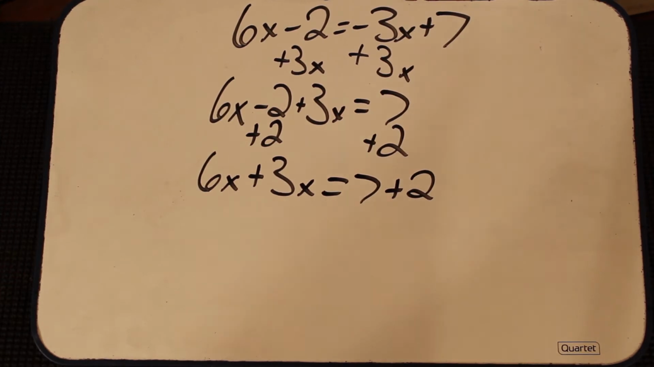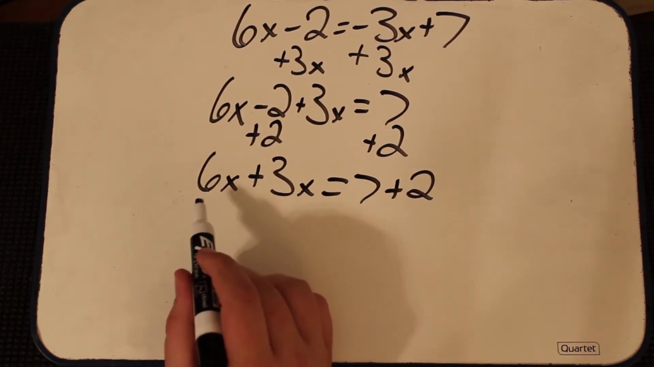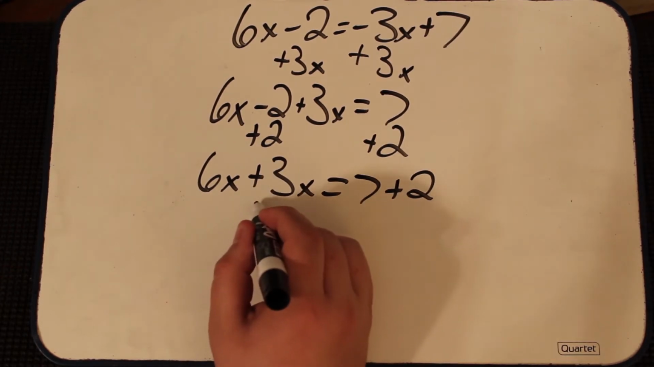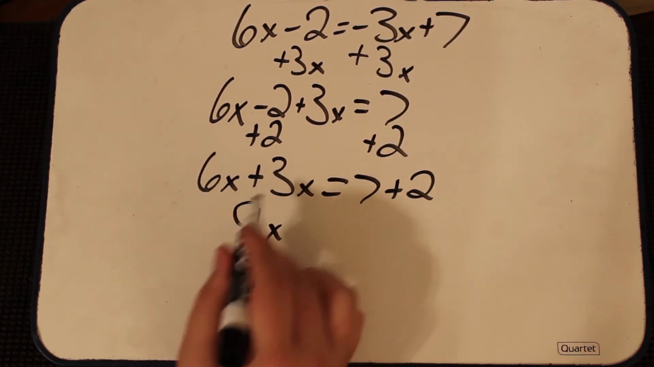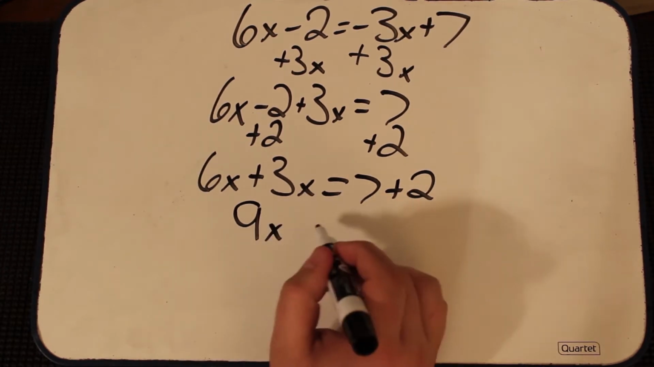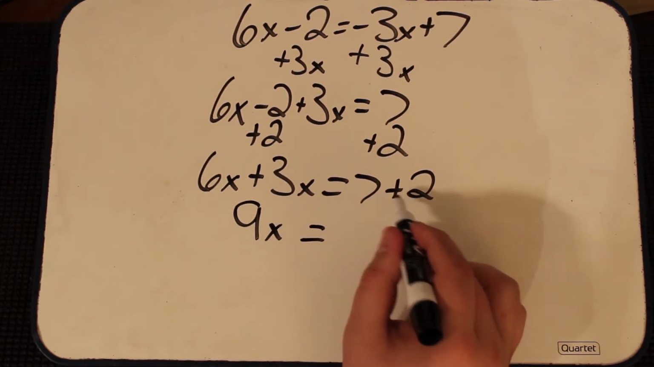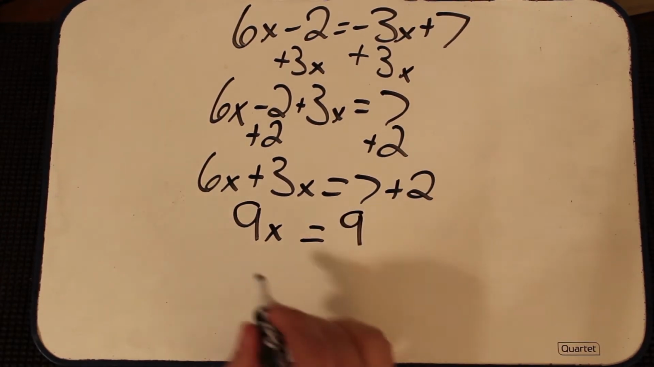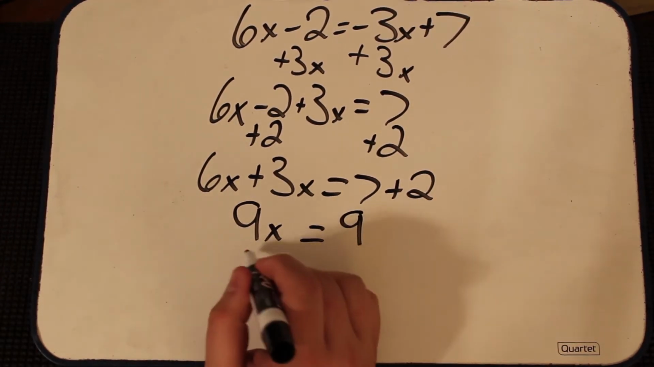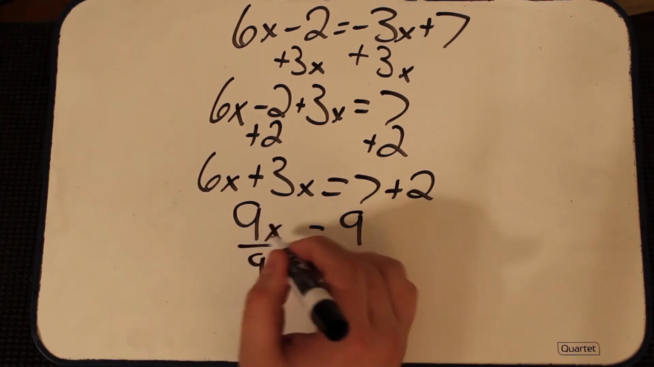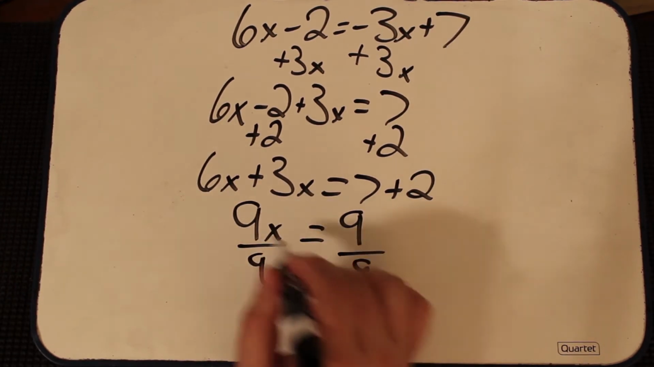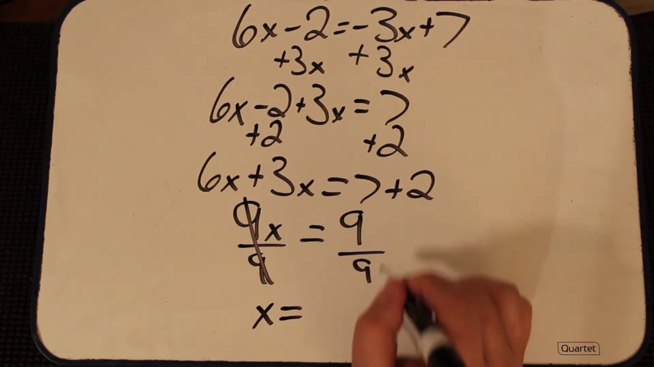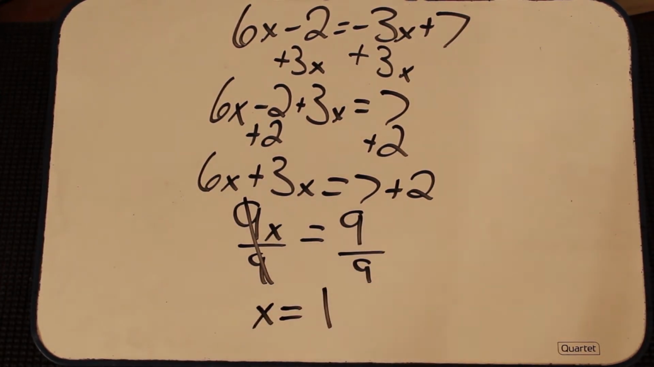Now I can combine my terms together. So I have 6x plus 3x. Well, that would be 9x, because we add the coefficients and keep that same variable. And we have 7 plus 2, which would also be 9. Now I can divide by this coefficient here to get x by itself. Your 9's will cancel, and I end up with x equals 9 divided by 9, which is equal to 1.